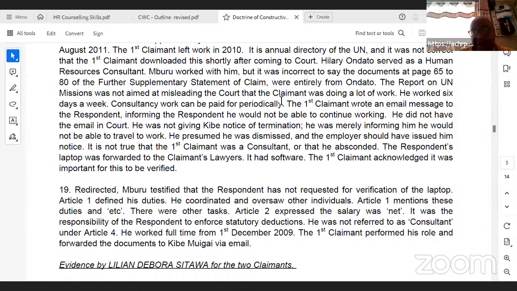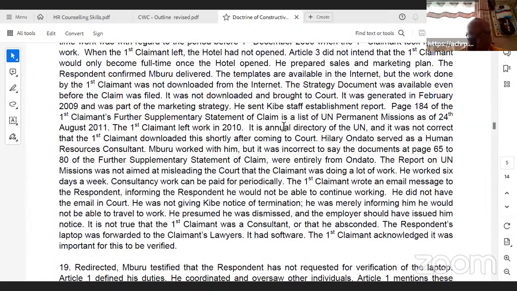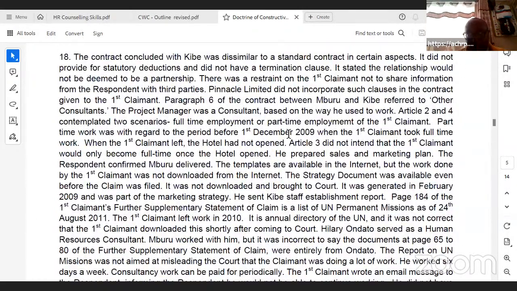And what was happening here? The employer decided to stop payment of salary, because the issue, when I go through this, it is that the employer at some point decided to stop the salary of these employees with no reason at all.